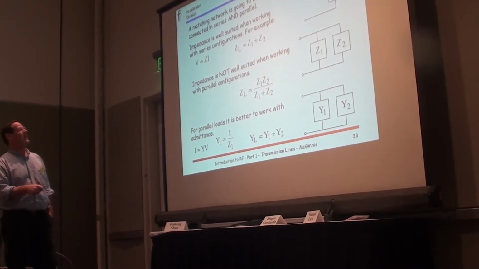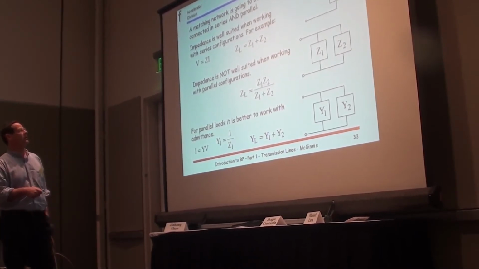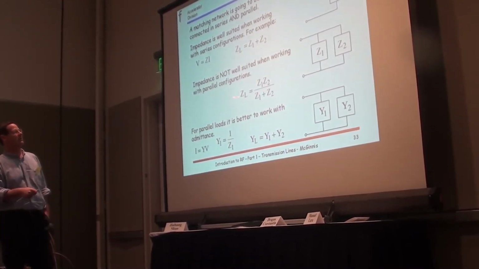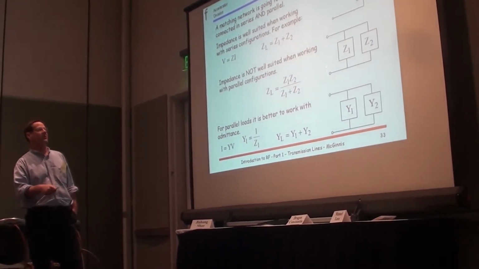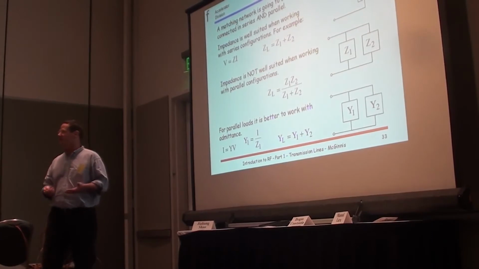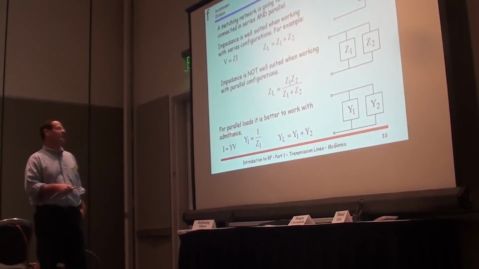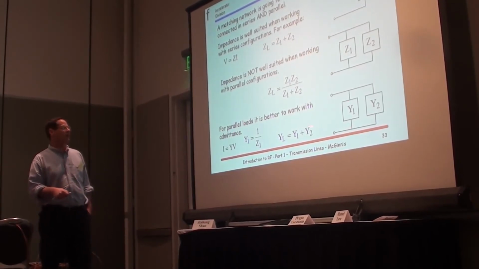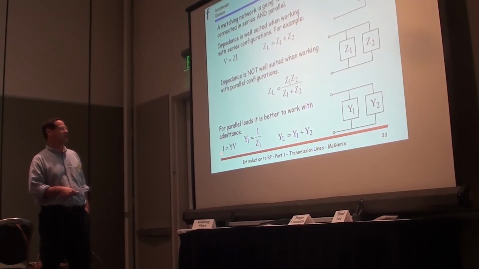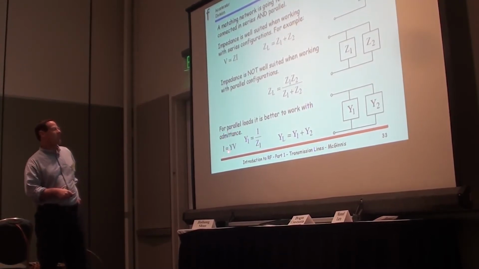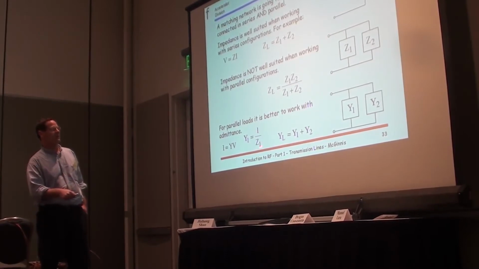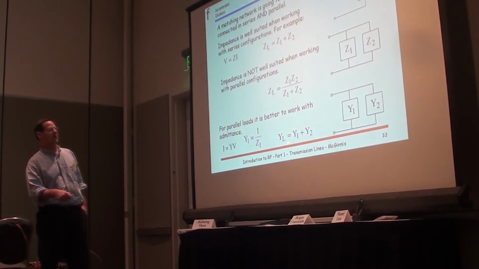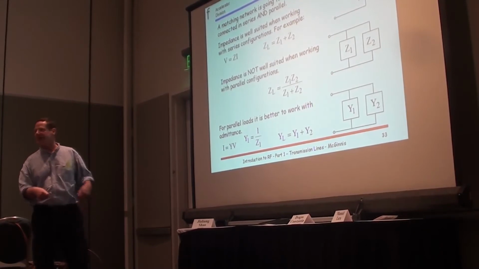So impedance is not very well set up for working in parallel configurations, because it's basically given by 1 over ZL equals 1 over Z1 plus 1 over Z2. That's not a very easy way of working. However, if you're going to work with loads in parallel, the best way is to work with the admittance. Admittance: I is equal to YV, compared to V equals ZI. Y is just 1 over Z. And so when you put two things in parallel, you just add the admittances together.